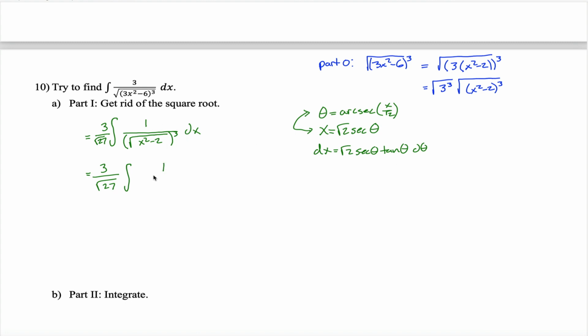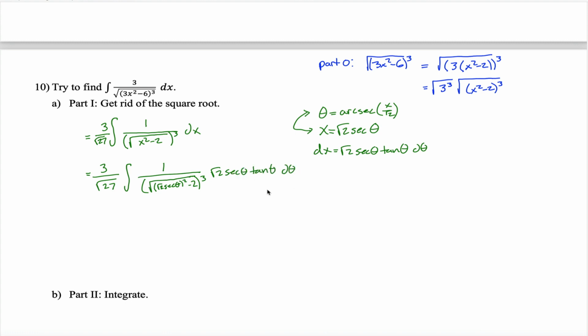On the top of my fraction, I still got a 1. On the bottom of my fraction, there's something cubed. That something is the square root of something. Underneath the radical, I got x squared minus 2, but playing the role of the x is root 2 secant of theta. So I got root 2 secant theta squared minus 2. Don't forget to also substitute for the dx. dx is equal to root 2 secant of theta, tangent of theta, d theta.